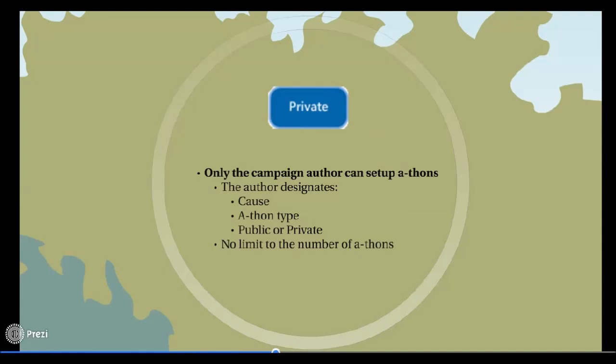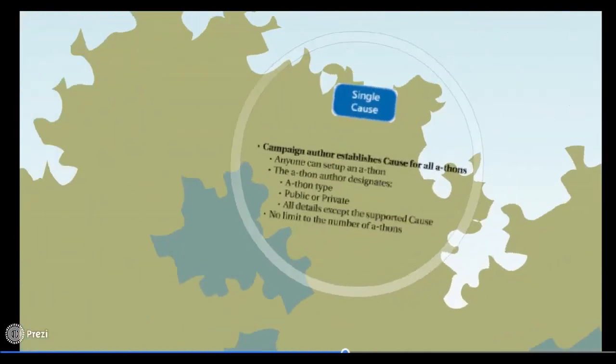Private campaigns are at the opposite end of the control spectrum. The campaign author is the only user allowed to set up a-thons within a private campaign, and therefore the author has complete control over all a-thons. The campaign author makes all the choices concerning each a-thon. A-thons within a private campaign can support the same cause, or each a-thon can support a different cause. This again is decided by the campaign author when he or she sets up the a-thons.